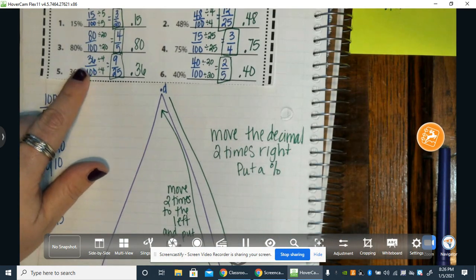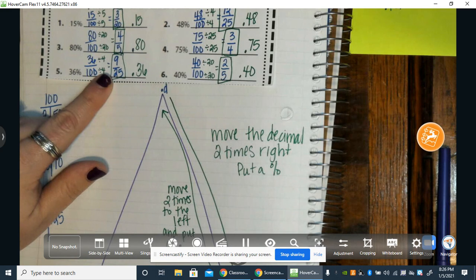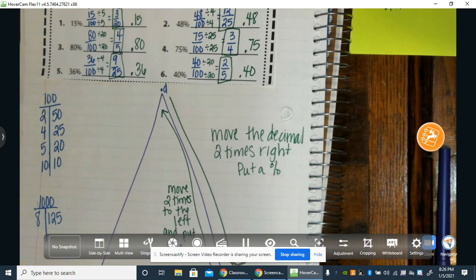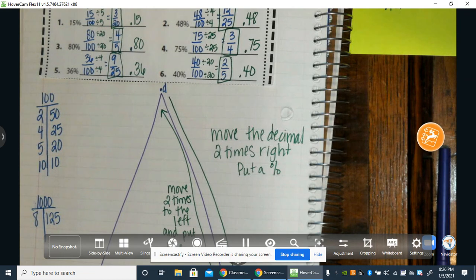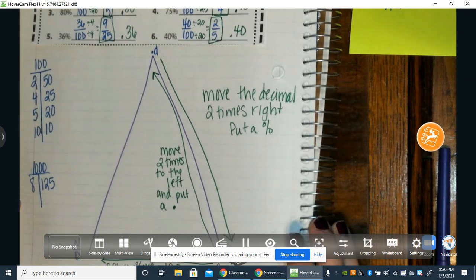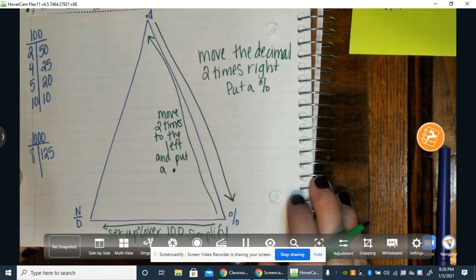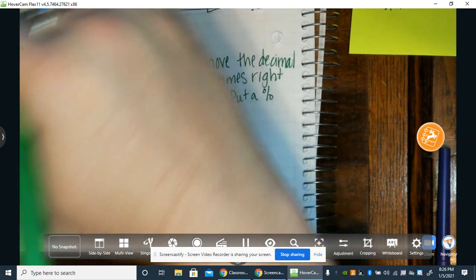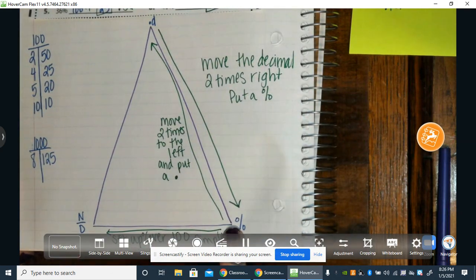We did 36 over 100, and then we simplified, meaning we reduced. We did 80 over 100, and then we simplified. Now remember, not all the time it's going to simplify, so we've got to remember that. Okay, so we went from decimal to percent, percent to decimal, percent to fraction.